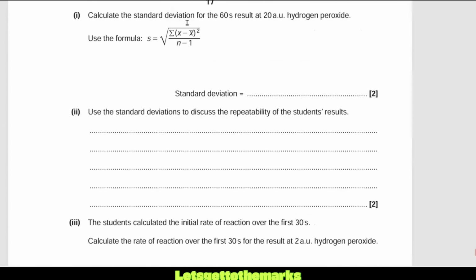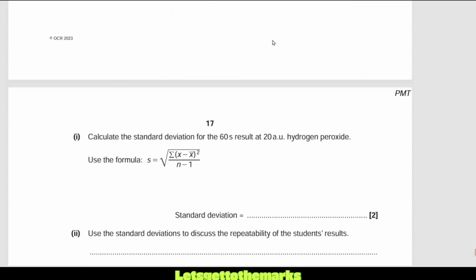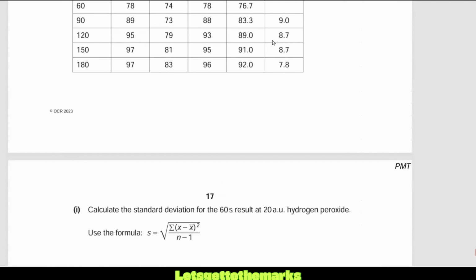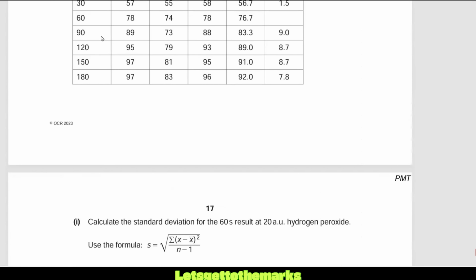Calculate the standard deviation for the 60-second result at 20Au hydrogen peroxide. Use the formula S equals the square root of the sum of x minus the mean, squared, over the total number of individual values minus 1, and that will give you the standard deviation. And we know it's at 60 seconds and at 20Au. It's 2 marks. So you're going to get 1 mark for calculating the mean, 1 mark for calculating your standard deviation. So we're looking at 60 seconds, and we're on this one here.